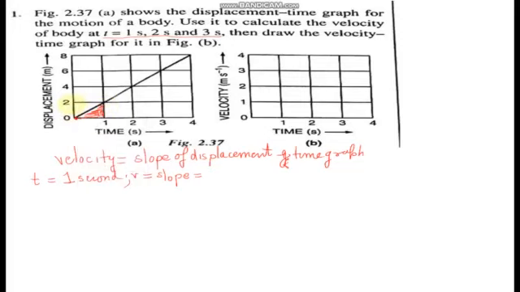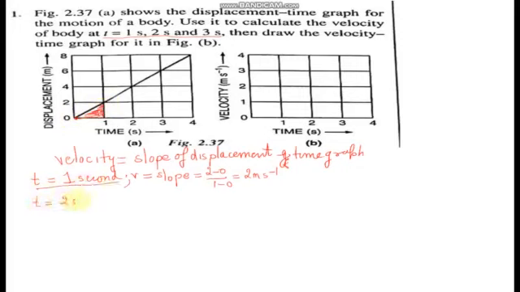तो perpendicular height कितनी हुई? 2 minus 0, or you can write directly 2 also. And what is the horizontal distance? That is equal to 1 minus 0. So the velocity is 2 meter per second. Whatever is the slope of the displacement time graph, that is the velocity. ये displacement time graph का use है कि हमें उसके slope से velocity पता लग जाती है. So this was the velocity at time equal to 1 second.